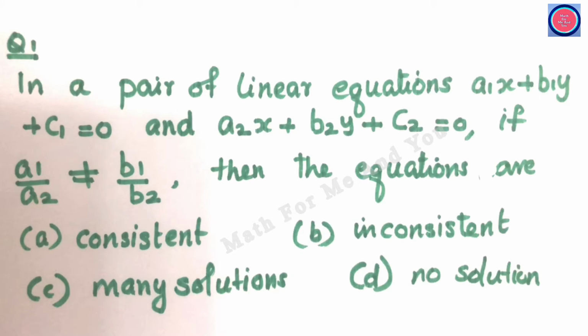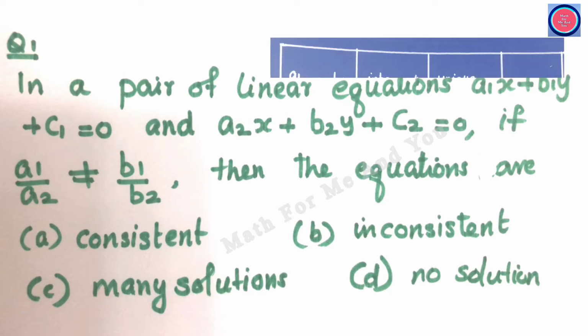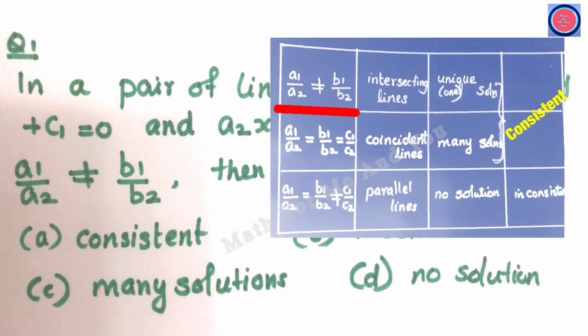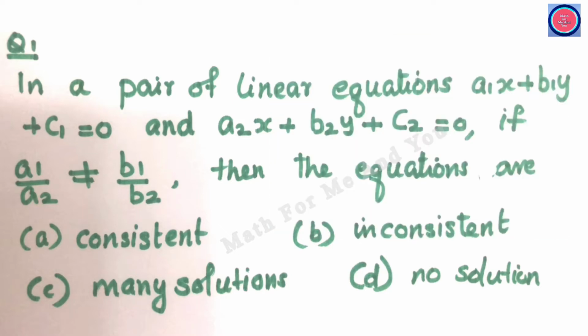Question 1. In a pair of linear equations a1x plus b1y plus c1 equals 0 and a2x plus b2y plus c2 equals 0, if a1 by a2 not equal to b1 by b2, then the equations are... We could see the four options. Which option is the correct one? Option A, consistent, because a1 by a2 not equal to b1 by b2 is the condition for a unique solution, and then the equations are consistent. So the correct answer is option A, consistent.